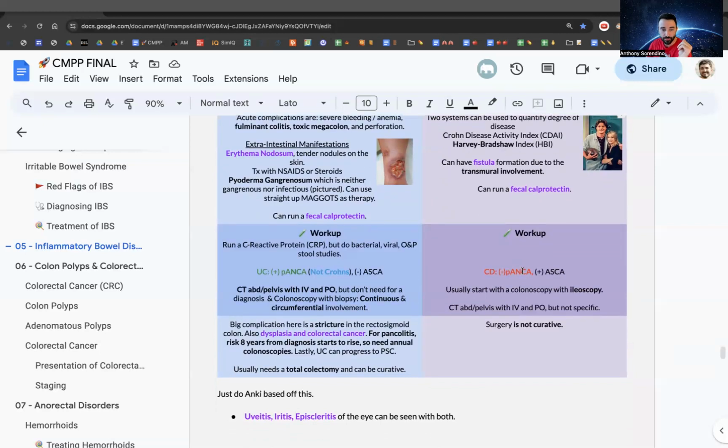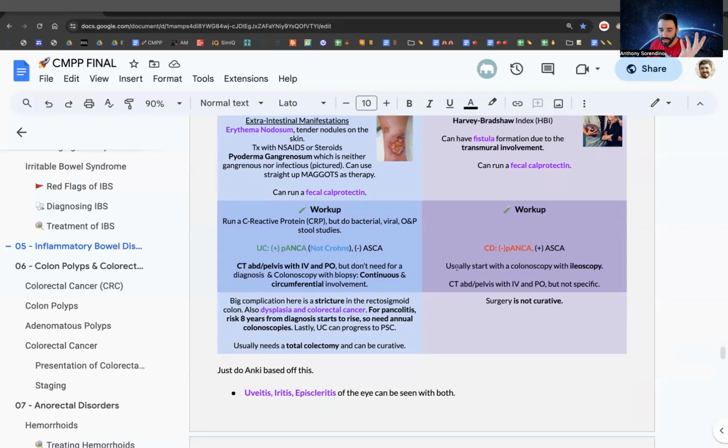You can do a C-reactive protein to look for ulcerative colitis. There's also this P-ANCA. I think she's going to ask a question on this. A positive P-ANCA, you're going to see in ulcerative colitis. A negative, you're going to see with Crohn's. So she said, whatever this is, not Crohn's. So if it's positive, it's ulcerative colitis.